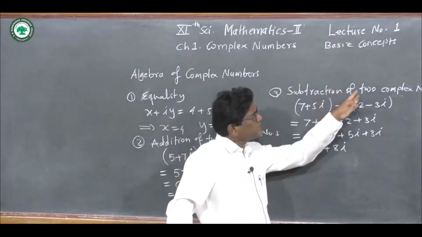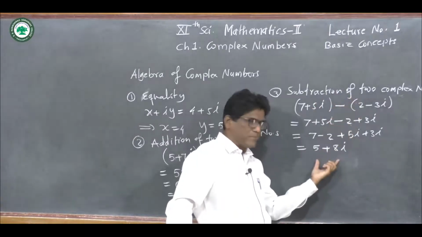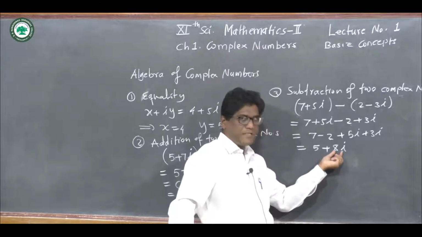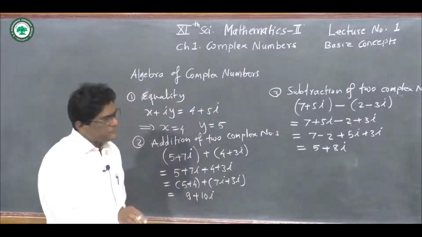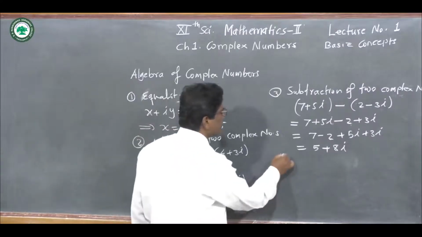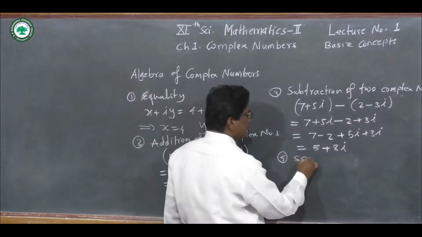When we take the subtraction of two complex numbers, it is again a complex number. Here the answer is 5 plus 8i, so it is a complex number. So in this way we take the subtraction. Now the fourth one is scalar multiplication.